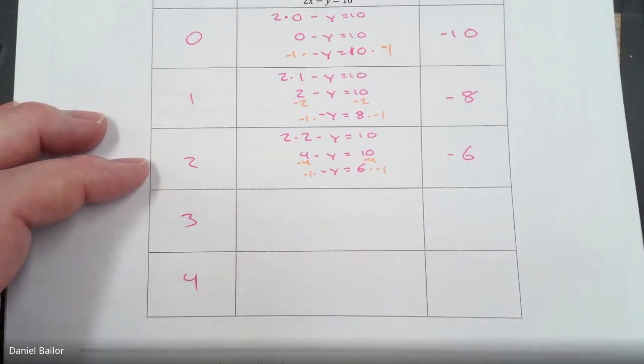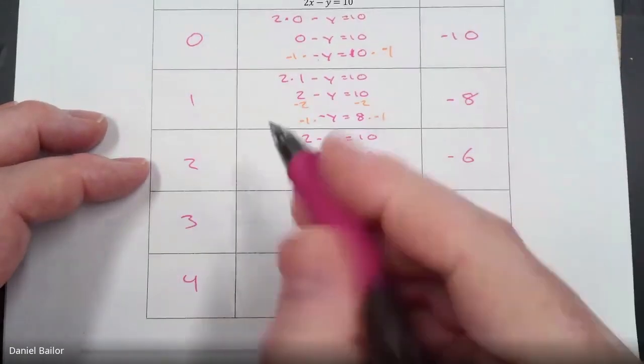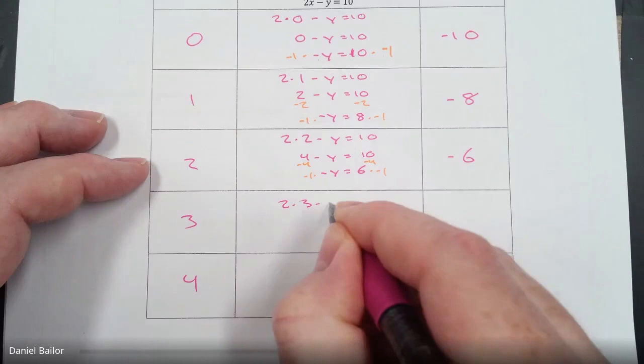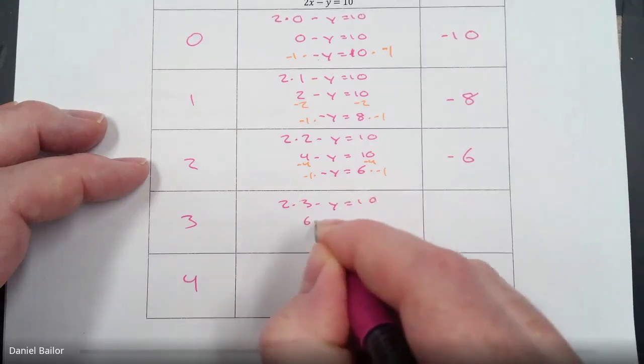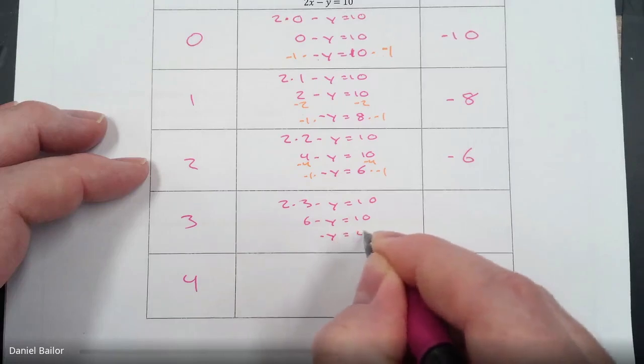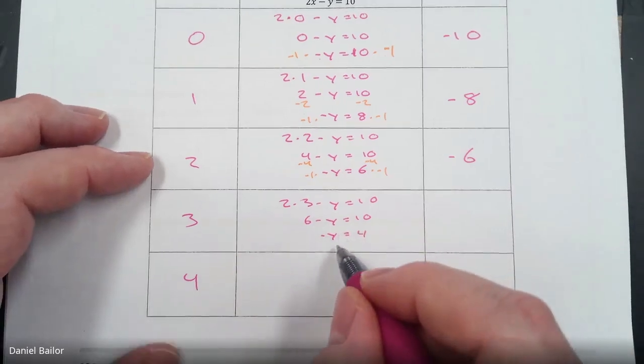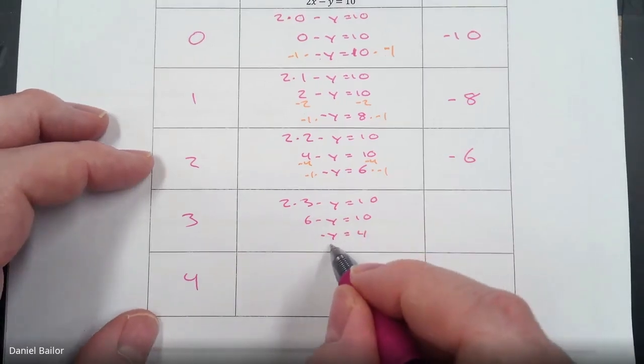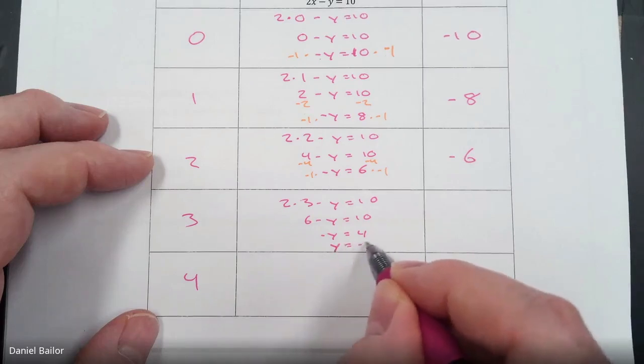Now we have 3, so we do 2 times 3 minus y equals 10, which is 6 minus y equals 10. We get negative y equals 4. Multiply both sides by negative 1 gives us a positive y and a negative 4.